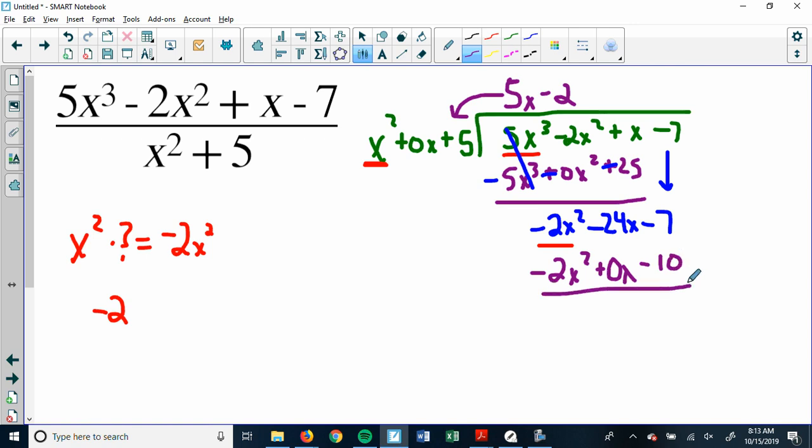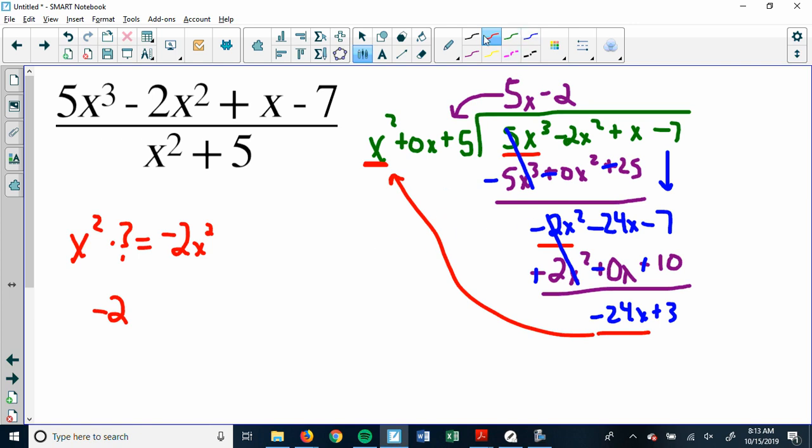Now we're going to subtract all those, and it changes the sign so that now those are gone, and what we get is negative 24x plus 3. Well, now what you'll notice is that this is smaller than x squared. It's now smaller, so that now becomes the remainder.